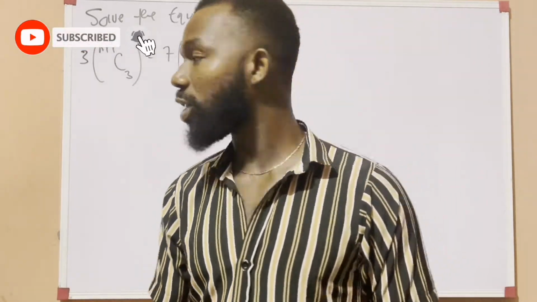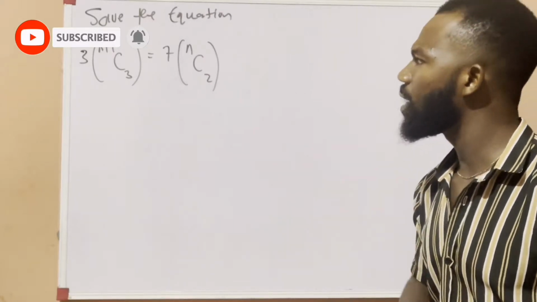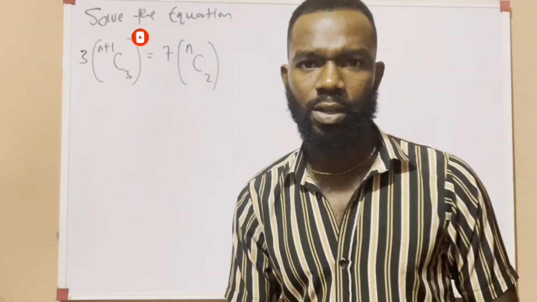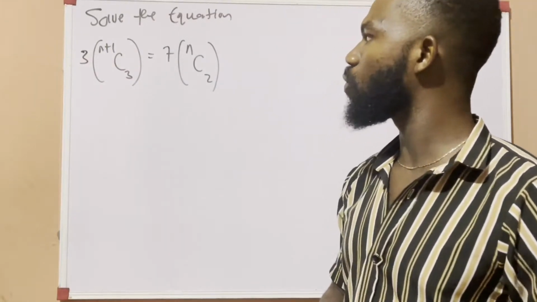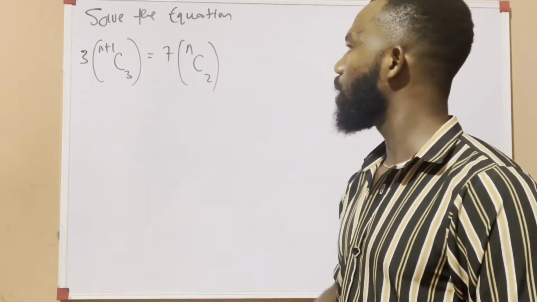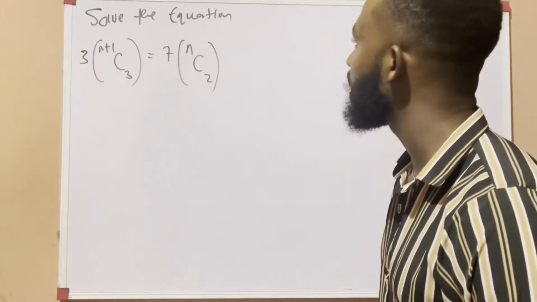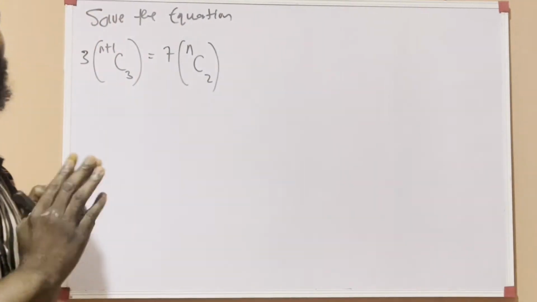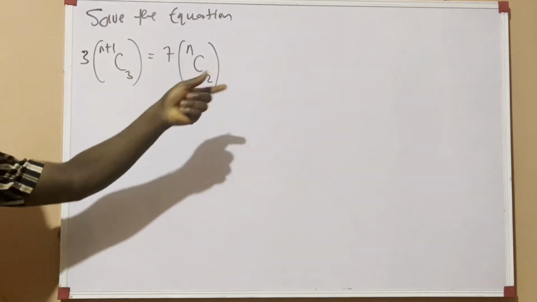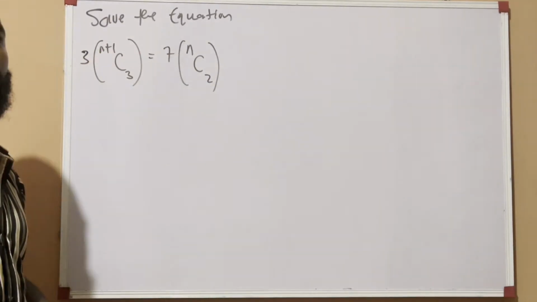And today we have a question that we are going to be solving. The question is under combination. It says solve the equation 3 times (n plus 1) combination 3 equals 7 times n combination 2. We are trying to solve for n. Because if you are to solve the equation, it means you are looking for the value of n.